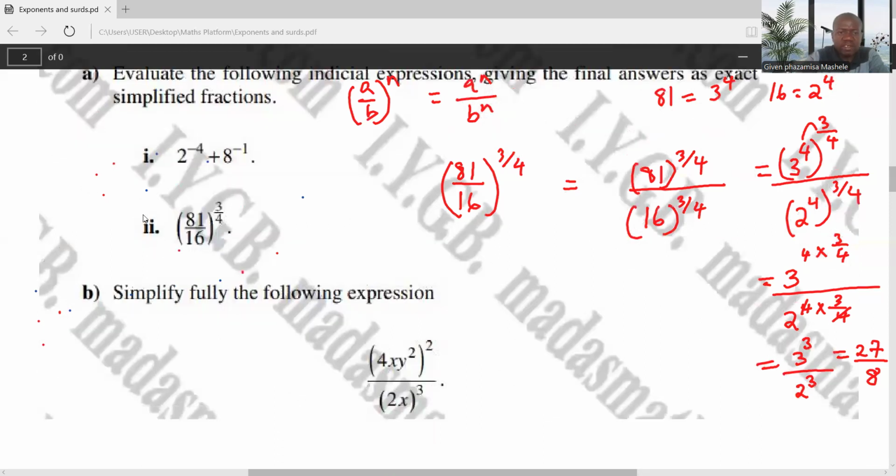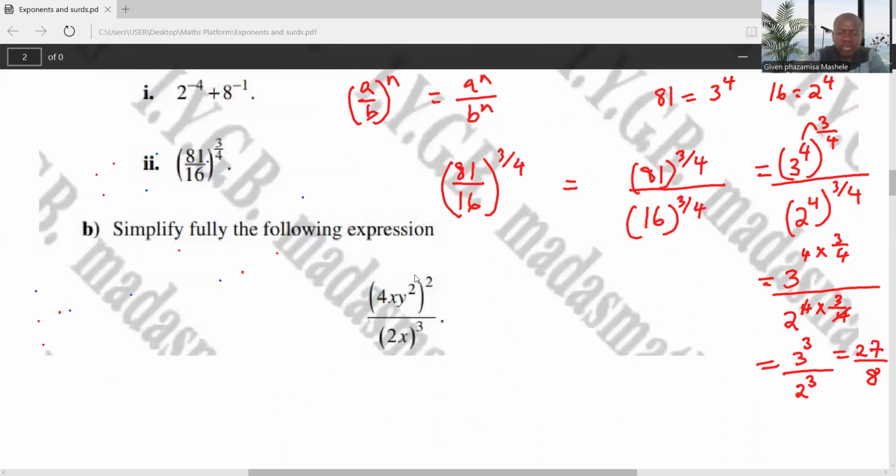The next one says simplify fully the following expression. We need to simplify this expression. Okay, let's check this. At the numerator, what do we have? We have 4x y squared, everything to the power of 2, divided by 2x, everything to the power of 3.